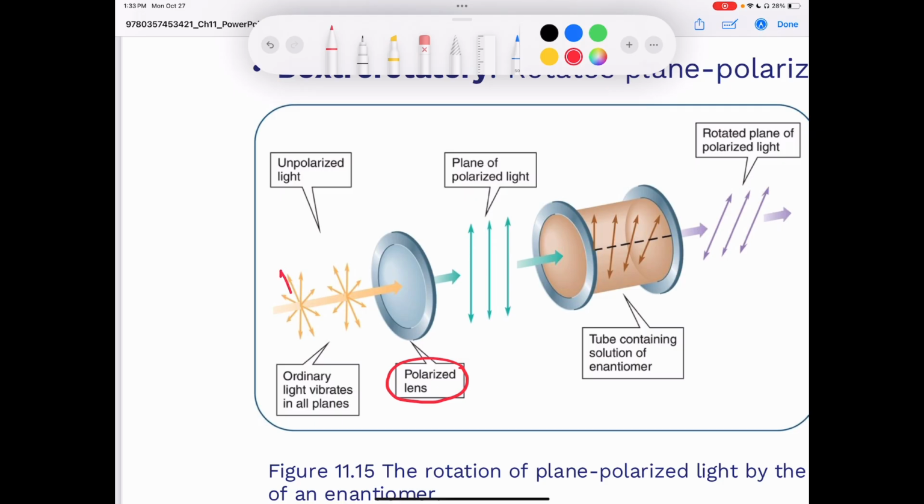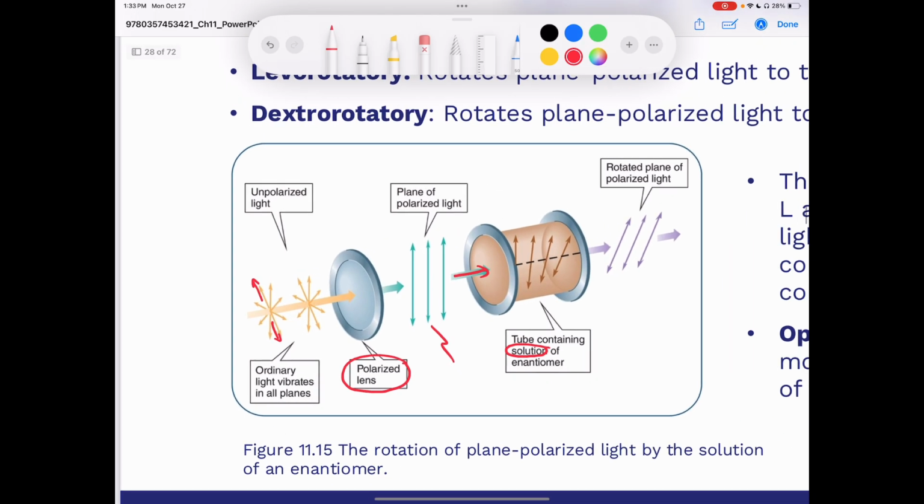And so you can see that in unpolarized light, the light is coming out as a wave in all directions. But when we pass it through the polarizing lens, it's only coming out in one direction. So here is a solution of our enantiomer, and we shine the plane polarized light through it. What's going to happen is that the molecule, if it's chiral, is going to rotate the plane polarized light in one particular direction. And you might ask, well, what's the big deal with that?